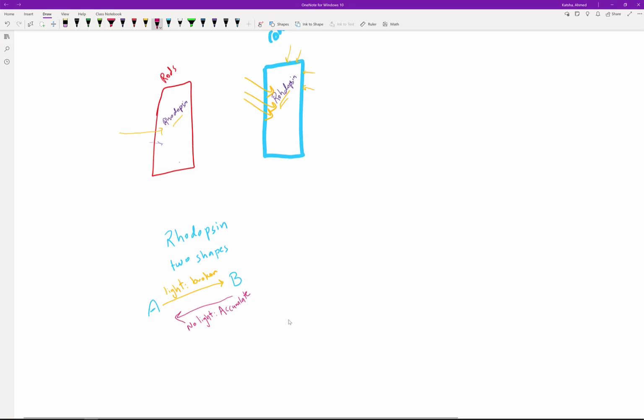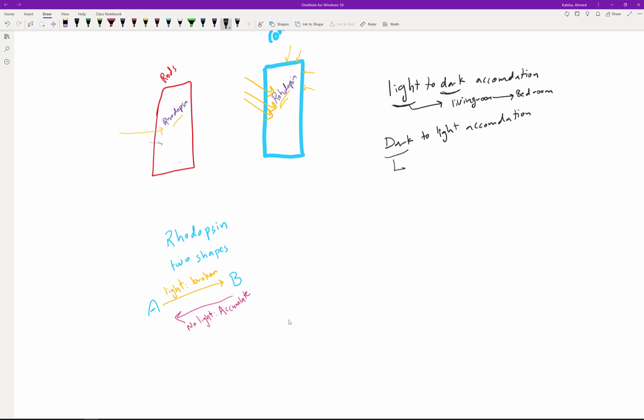Now, what we need to understand is light to dark accommodation, and also dark to light accommodation. What does this mean? It means that here we are in bright light and suddenly we are moving to the dark. Think, for example, that you are in the living room going to the bedroom without turning the lights on, right? And dark to light means, for example, that we woke up at night and the bedroom is dark, but we are going to the bathroom and we turn on the light.